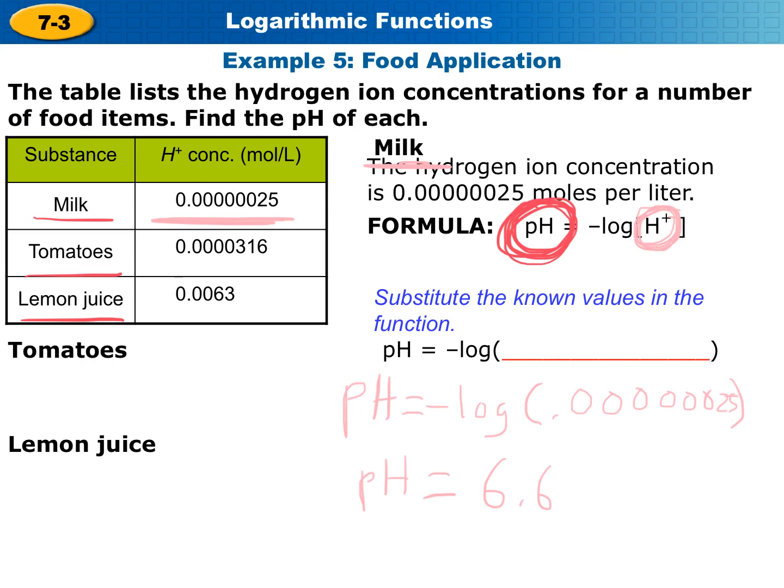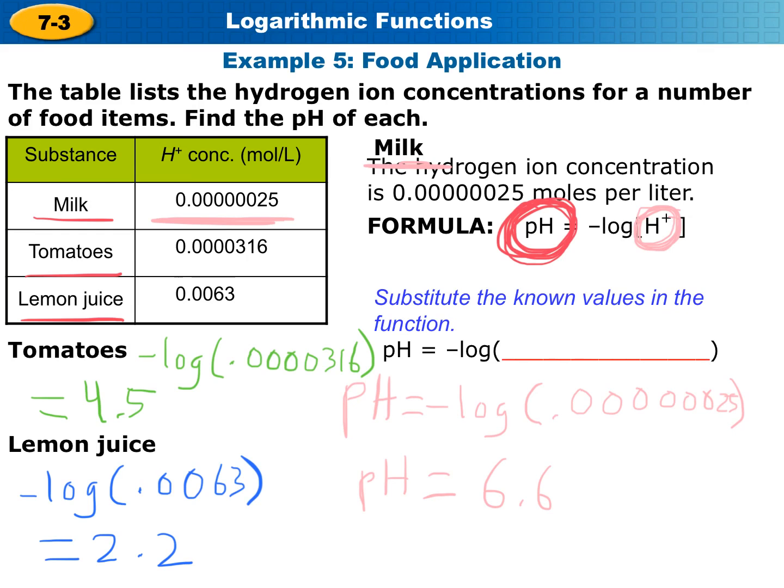If you're looking for the log button on your calculator, it's on the left-hand column. On my calculator, it's next to the 7. So on the left-hand column of buttons next to the 7, you can go ahead and find out the pH of tomatoes and the pH of lemon juice. Pause it, figure those out, and then come back and check to see if they match my answers. I got 4.5 for the pH of tomatoes and 2.2 for the pH of lemon juice.